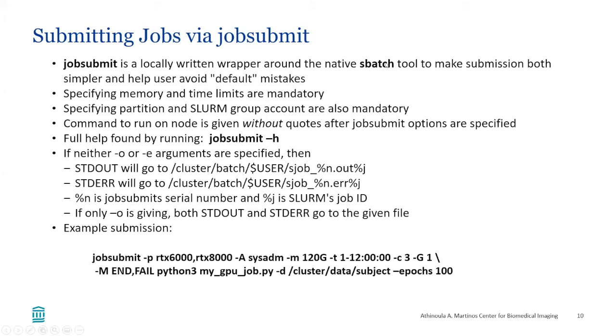It's a wrapper around the native sbatch tool for Slurm, which we'll show in the next slide about using that. So that's sort of replacing qsub. Specifying the memory and the time limits are mandatory when you use jobsubmit, as well as specifying the partition and the Slurm group account. And when you give the command to run at the end, you don't have to put quotes around it like we were doing with pbsubmit. So you'll see an example down here in a minute. But to see the full help and all the options available, just run jobsubmit with the -H option, and you'll get that.